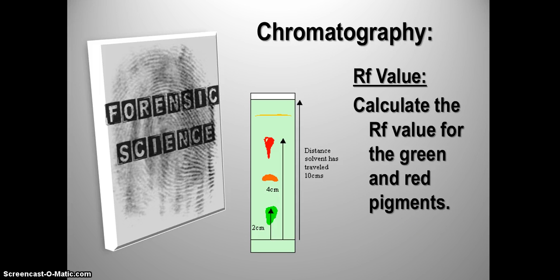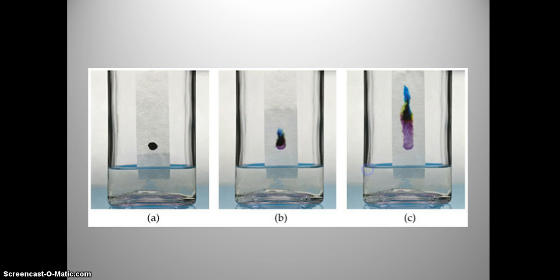See if you can calculate the RF value for the green chemical, and then the red chemical. The solvent distance in this example is 10 centimeters. For chemical green, the chemical distance is 2 centimeters, so divide 2 by 10, and that will give you an RF value of 0.2. For the red one, you may have to measure it. If we were doing the orange one, it would be 4 divided by 10. I hope you see how to create RF values.